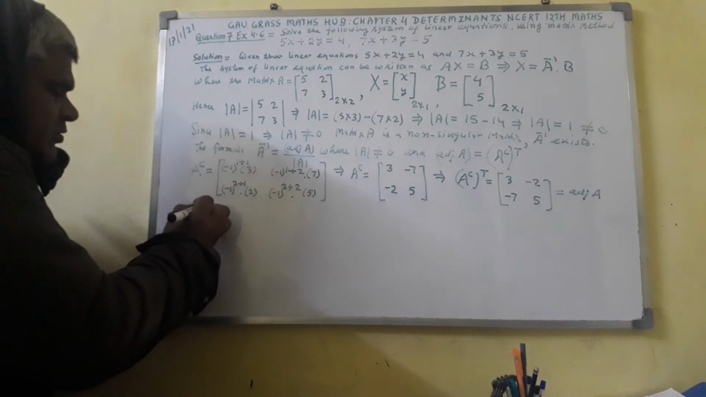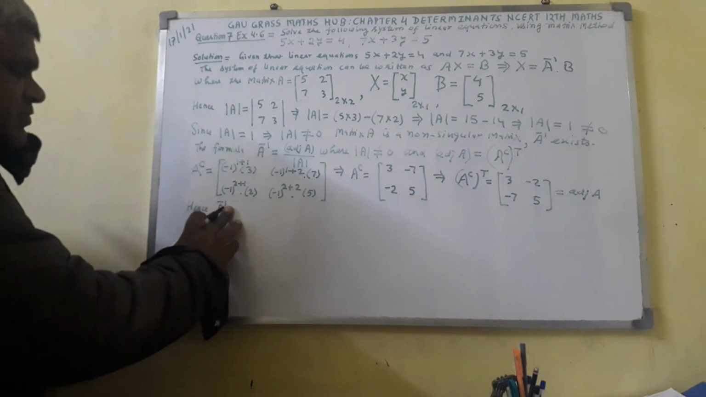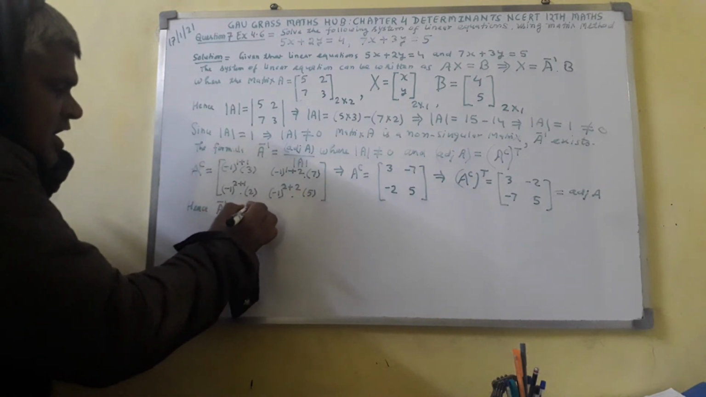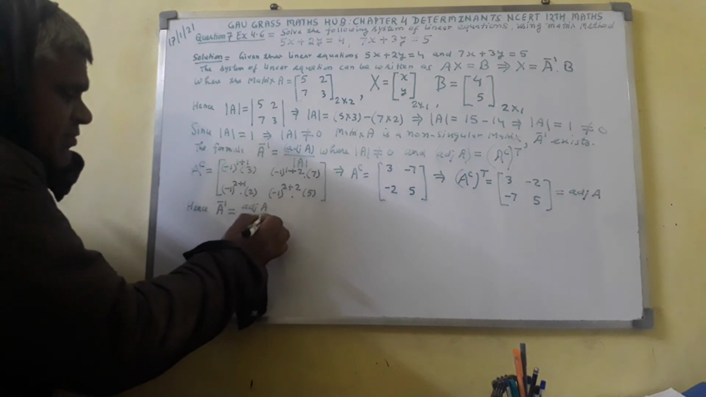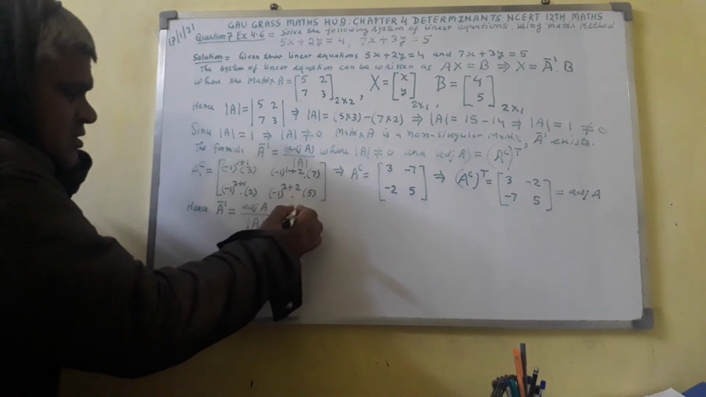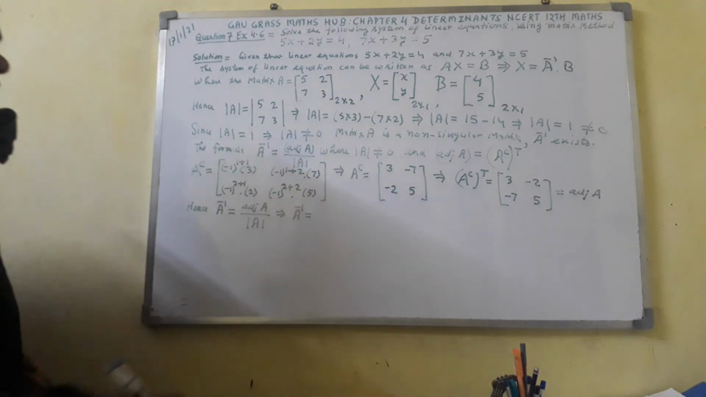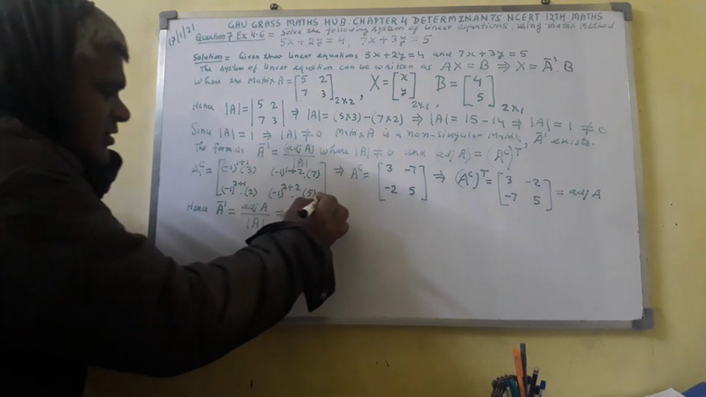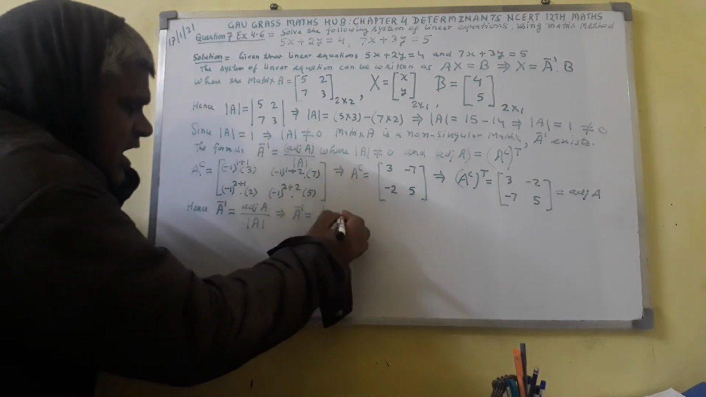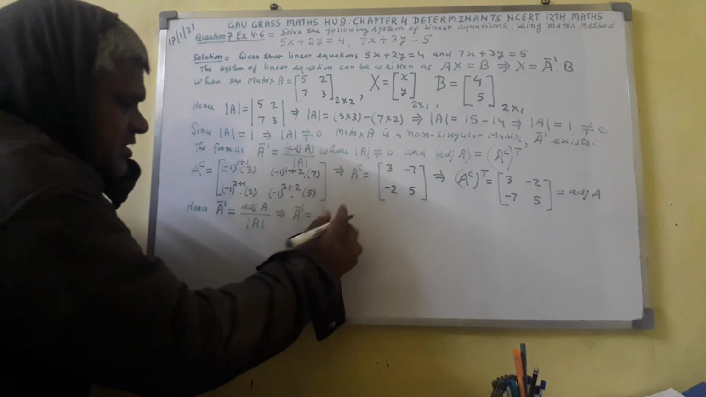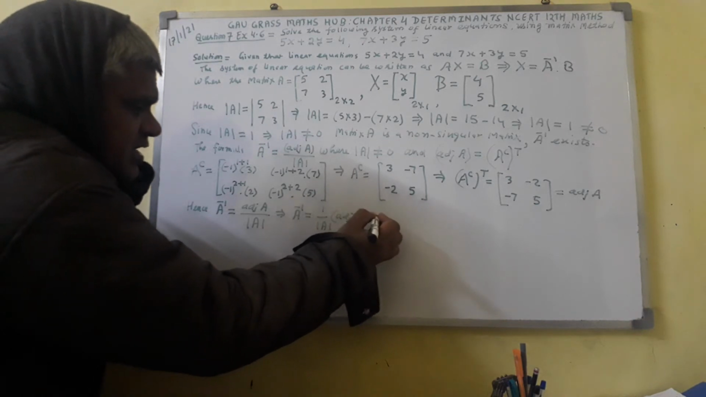Hence A inverse equal to adjoint of matrix A whole over determinant of matrix A. Implies that A inverse equal to 1 over determinant of matrix A dot adjoint A. The adjoint A matrix I shall write here. Adjoint of matrix A will be written like this.